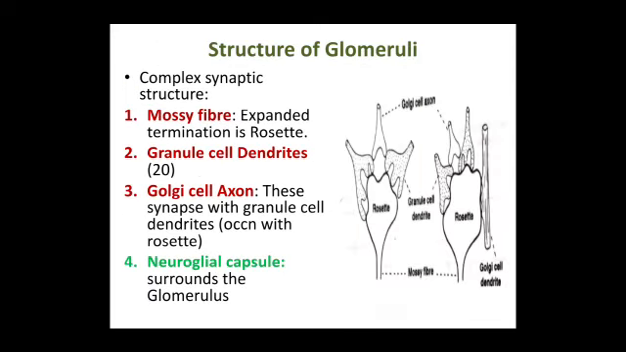Next, coming to the structure of a glomerulus, these are complex synaptic structures. These are seen in the third layer, that is the granular cell layer. The main structure forming the glomeruli are the mossy fibers. The termination is enlarged to form a rosette. They are going to synapse with the granular cell dendrites and Golgi cell axons. These synapse with the granular cell dendrites. Occasionally they may synapse with the rosette also. And these are covered by a neuroglial capsule.